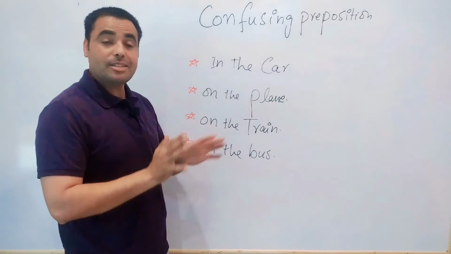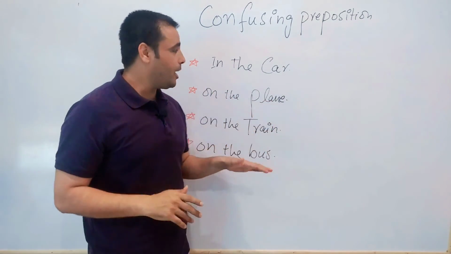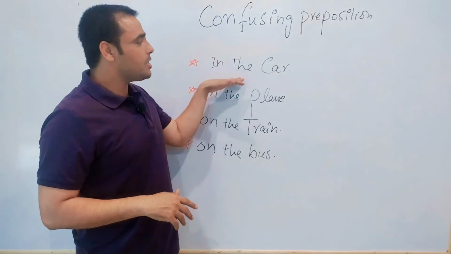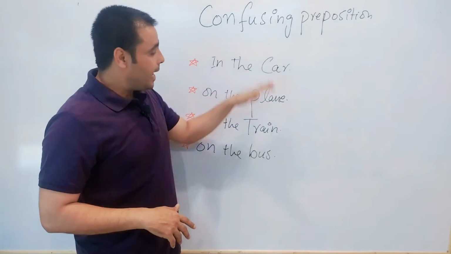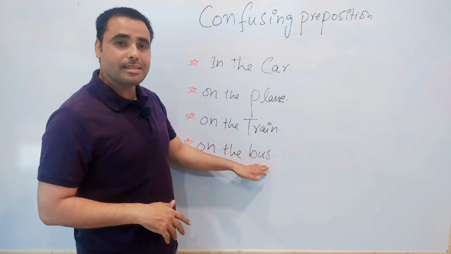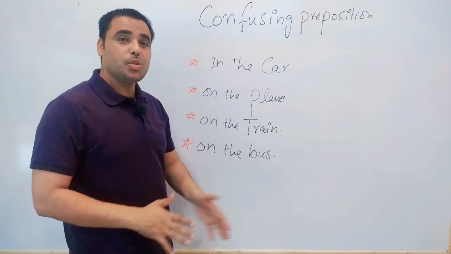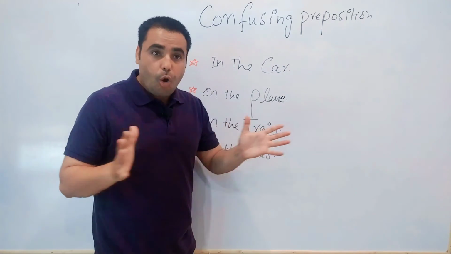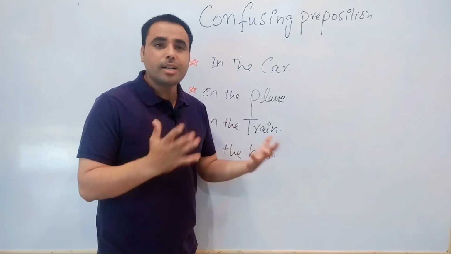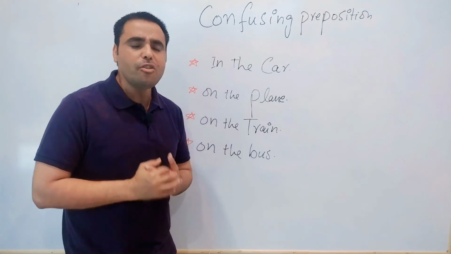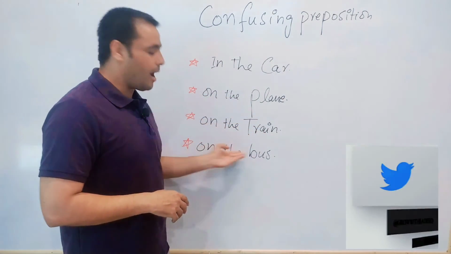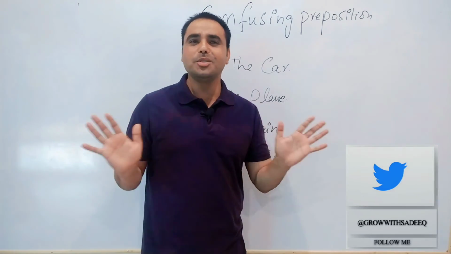So it's very clear now that in the car it's a closed area. That is why we say in the car. And plane, train, and bus, these are the mode of transports which are spacious and we have openness. We can easily walk around, we can make freely movement. So that is why we say on the plane, on the train, and on the bus. I hope the confusion is now clear.